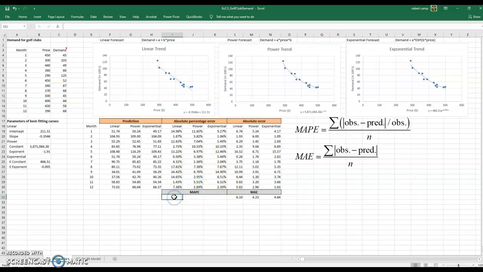And so we're going to do the same thing. We're going to go equals average and tab. And I'm going to average up this column. Close that up.